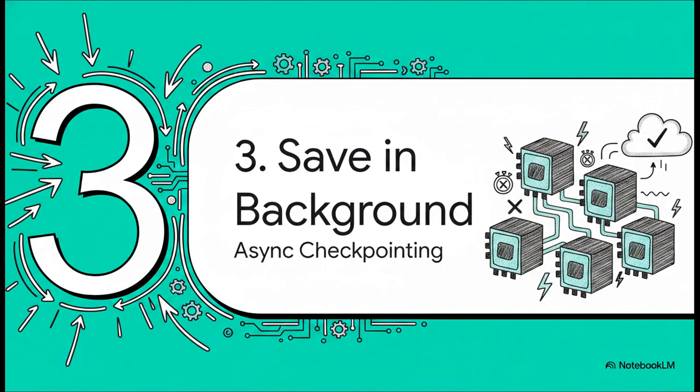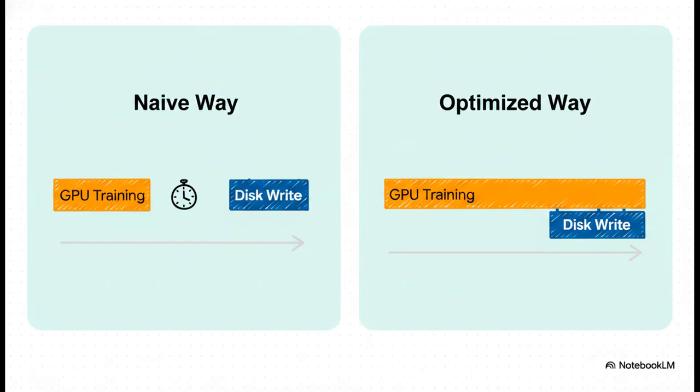Okay, on to strategy number 3. This one's about a simple but powerful idea. Stop wasting time. I mean, your GPUs are incredibly expensive, right? They should never, ever be sitting around doing nothing. And here's the perfect before and after shot. In the naive setup, when it's time to save a checkpoint, the GPUs literally just stop. They sit there and wait for the file to write to the disk. You're just burning money. The optimized way, the GPUs get straight back to work on the next training step.